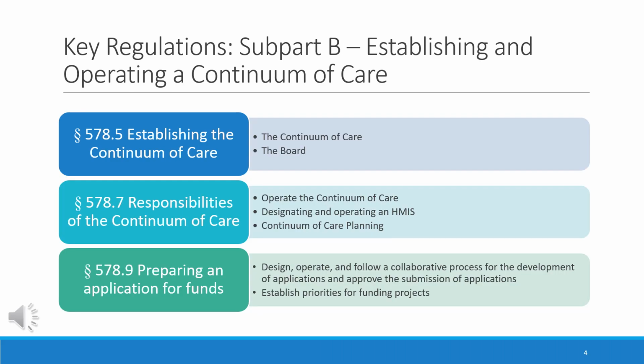Let's start off by reviewing some key parts of the CoC interim rule that relate to the work of the funding committee. This slide includes excerpts from Subpart B, Establishing and Operating a Continuum of Care. This part of the interim rule covers the formation of the local continuum of care and its board and outlines its responsibilities. Responsibilities of the CoC include operating the CoC, designating and operating a Homeless Management Information System, or HMIS, and advancing continuum of care planning. I'll talk more about the ways that this section relates to project evaluation in the next slides.